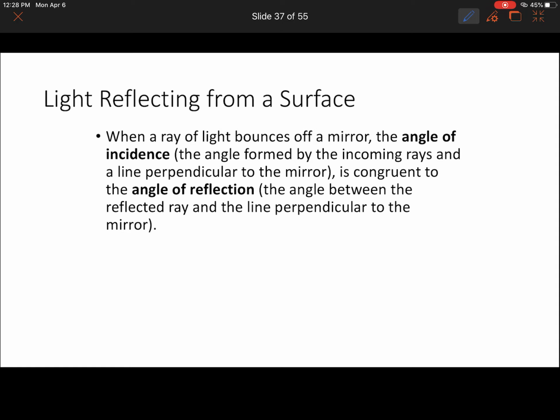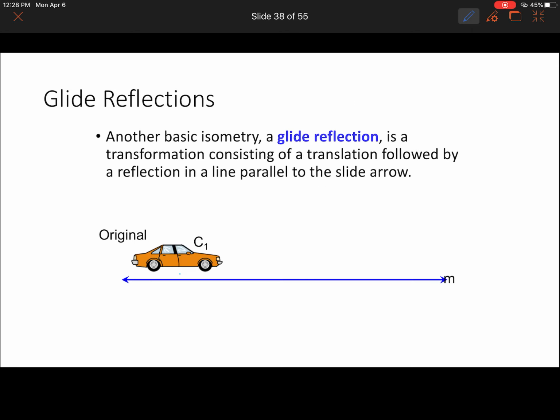So this kind of explains what we were just saying. When a ray of light bounces off a mirror, the angle of incidence formed by the incoming ray and the line perpendicular to the mirror is congruent to the angle of reflection, the angle between the reflected ray and the line perpendicular to the mirror. So again, we talked about that in that previous slide.